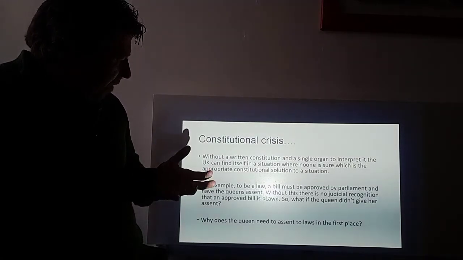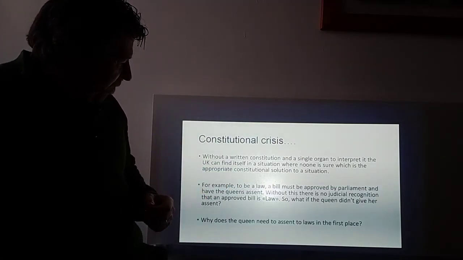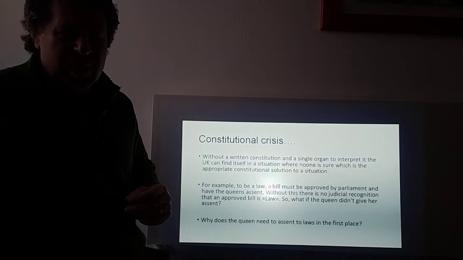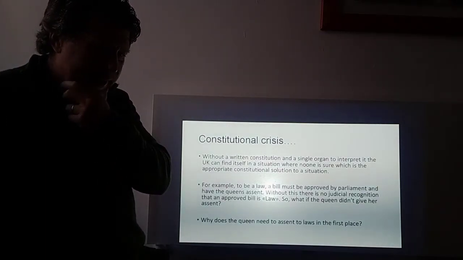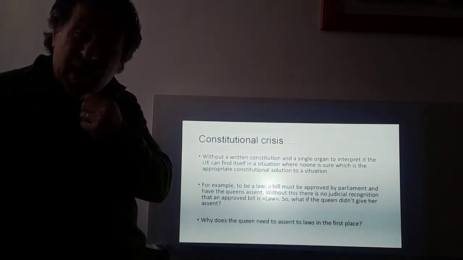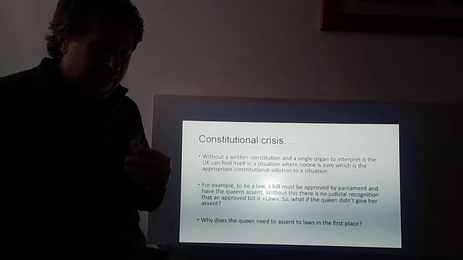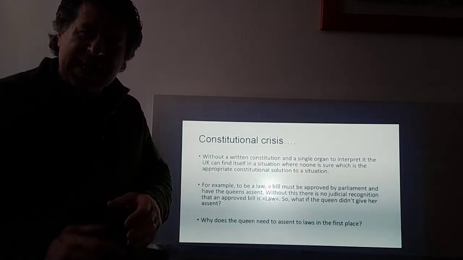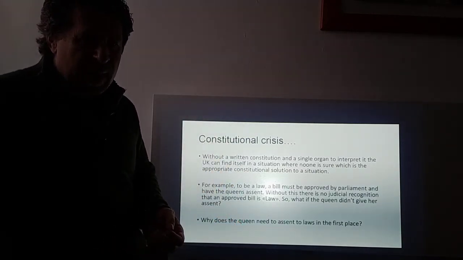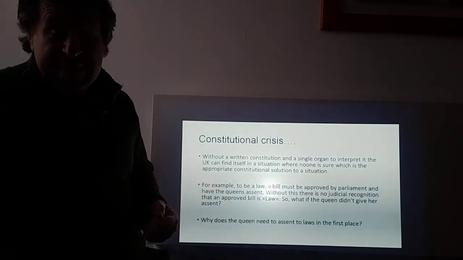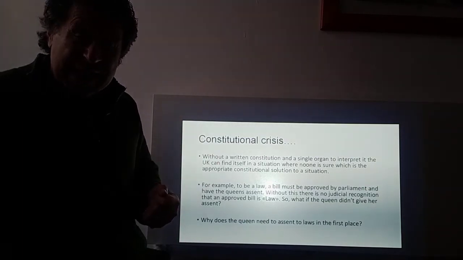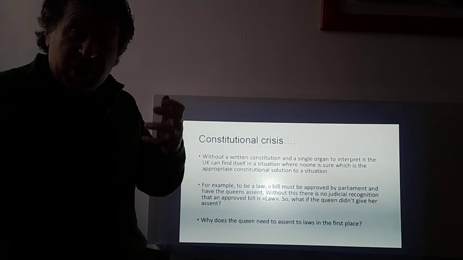Now, for example, if the Queen refused to sign a bill, to assent to a bill, what would happen? This would be a constitutional crisis. To be recognised as a law, it is said that the Queen must assent to a law. Otherwise it's just a bill of Parliament. Maybe it's approved by Parliament, but it needs her assent. Why is that? Well, let's go into why that is. She is head of state. She is the boss of the state.